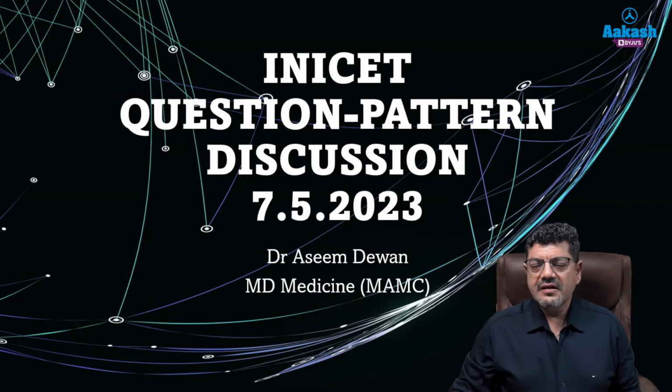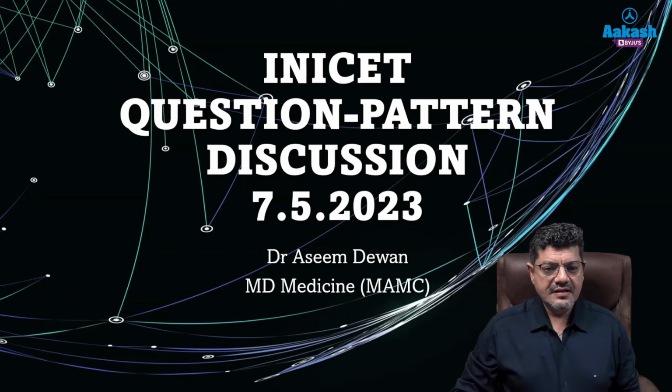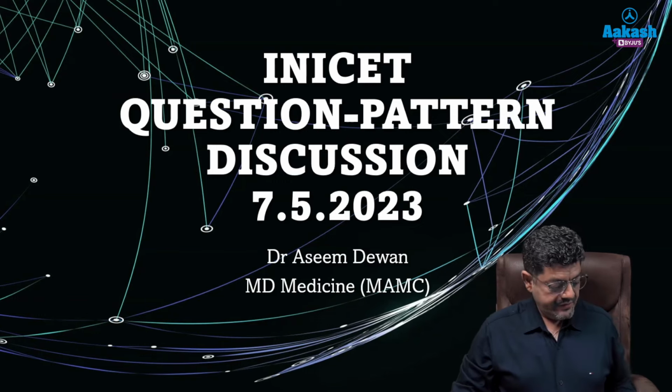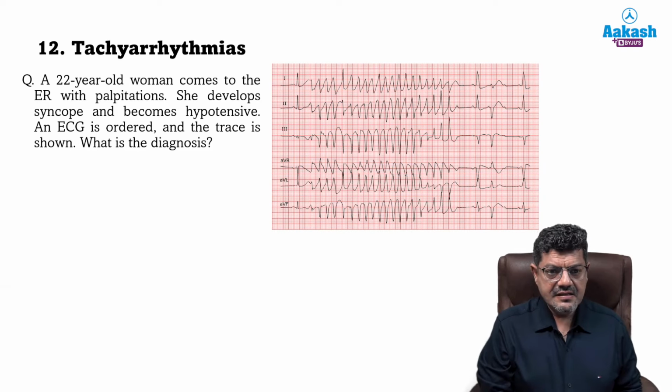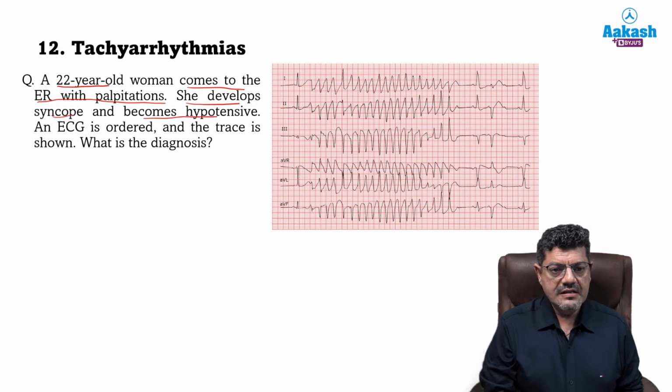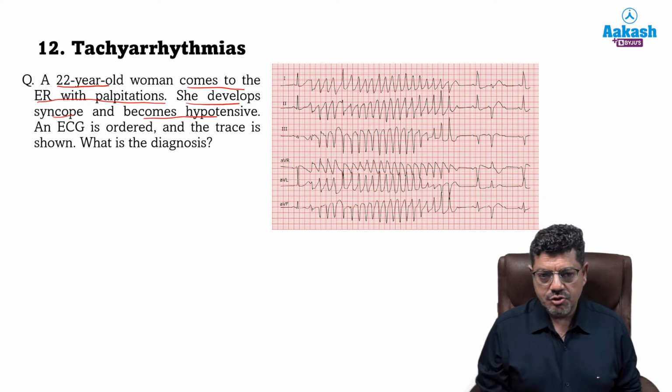So we're moving on after yesterday's discussion and we take on further questions now. The first question we'll cover is a 22-year-old woman who comes to the ER with palpitations. She develops syncope and becomes hypotensive, and an ECG is ordered and the trace is shown.